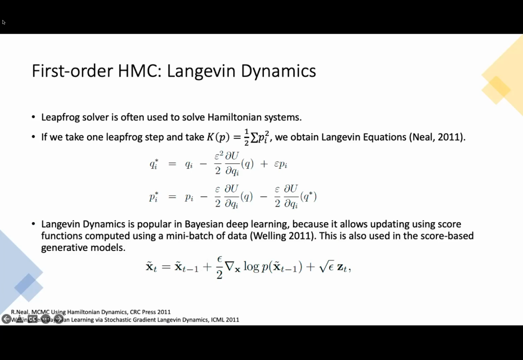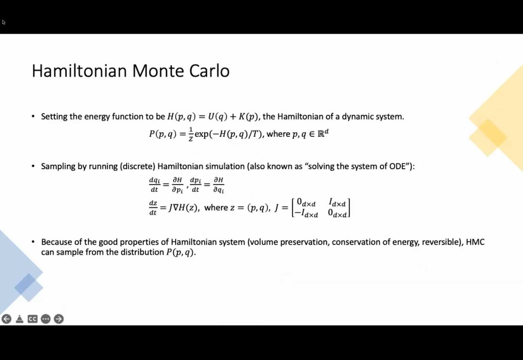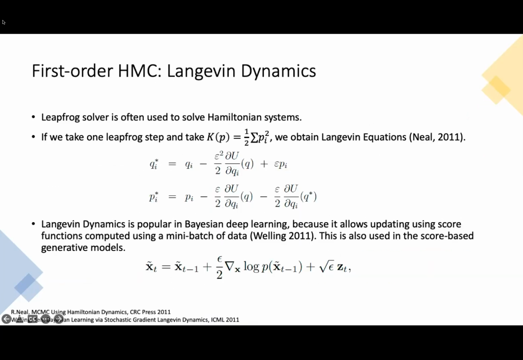If you want to solve the Hamiltonian Monte Carlo, you rely on some numeric ODE solvers. There exist different ones such as the Euler solver, the leapfrog solver, and a special case of the leapfrog solver, which takes one leapfrog step and a designed kinetic energy that consists of independent normal random variables. You get the Langevin equations, or the Langevin system.